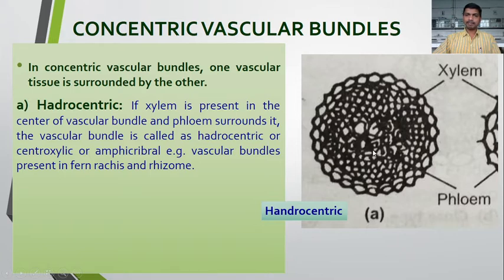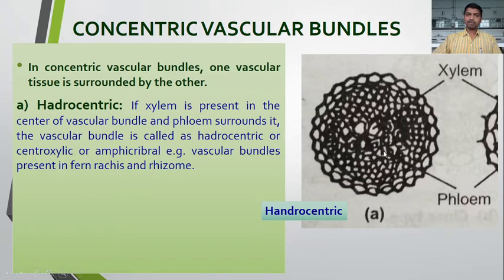So in this diagram we can see clearly, at the center there is xylem and surrounding this xylem there is phloem. So the condition is such that if the xylem is present in the center of the vascular bundle and phloem surrounds it, the vascular bundle is called amphicribal. It is also called centroxylic. Why centroxylic? Because xylem is at the center.